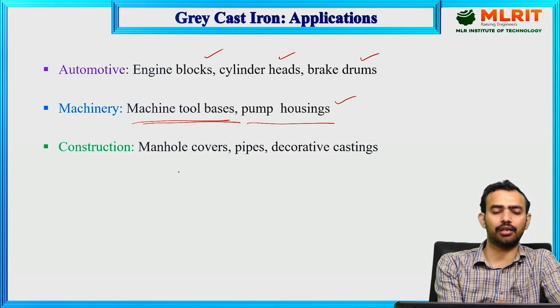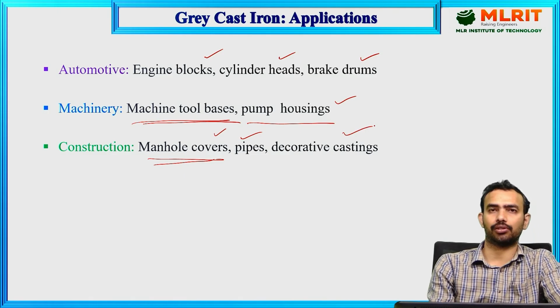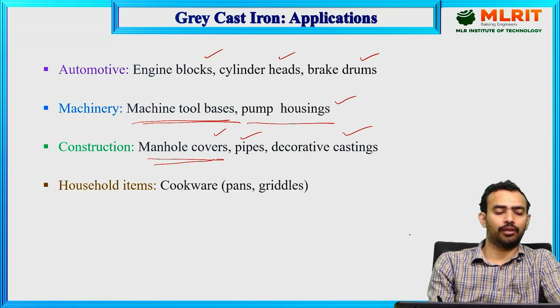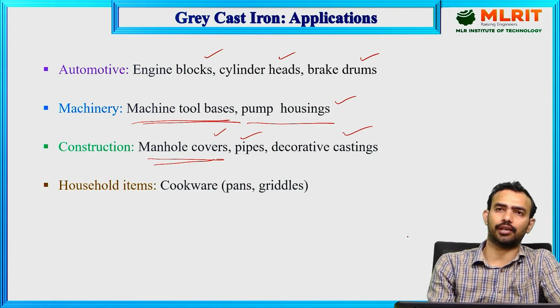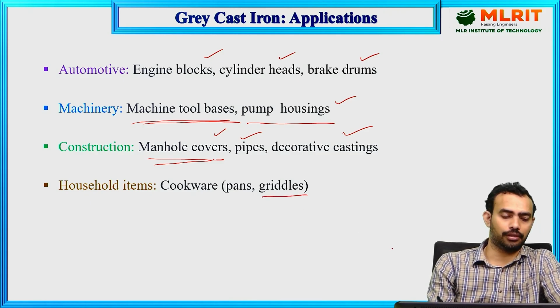In construction, manhole covers are manufactured out of grey cast iron. Then some of the pipes and decorative castings are also manufactured out of it because it is less expensive among all the metallic materials. Then in certain household applications, cookware, we are using cast iron pans. We are using it in the South Indian region, where they use cast iron pans for making dosa. So that is basically grey cast iron, and some of the griddles are also manufactured out of these grey cast irons.